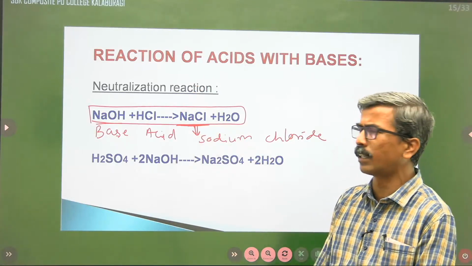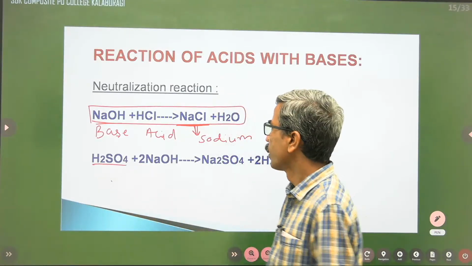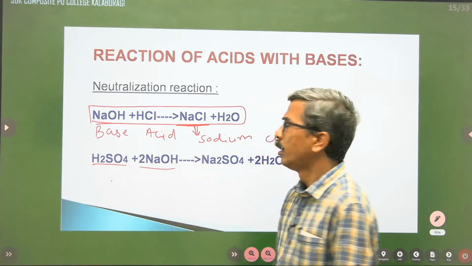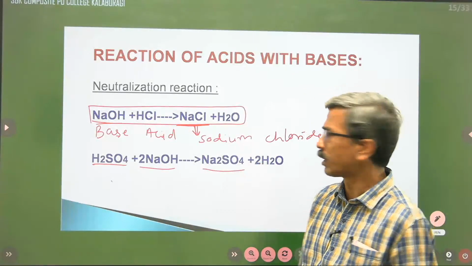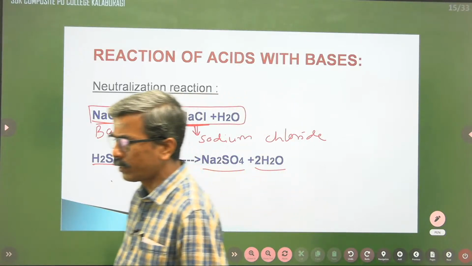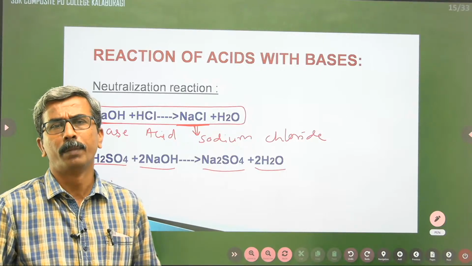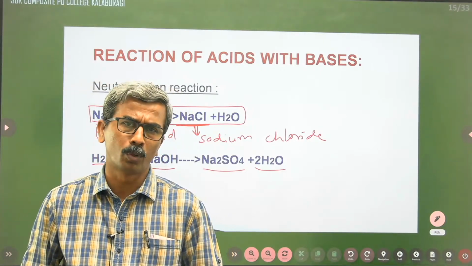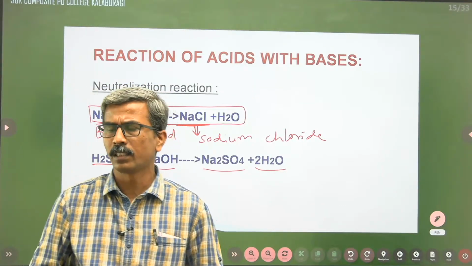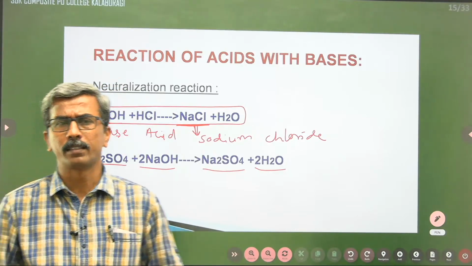In general, here we have taken one more equation. This is also an acid: here we took HCl, here sulfuric acid. The base we have kept the same. Now this compound is also a salt, sodium sulfate, and it forms water. Now I can make a generalized statement: whenever acids react with a base, they form salt and water, and that reaction we call a neutralization reaction. Today I can stop at this stage.